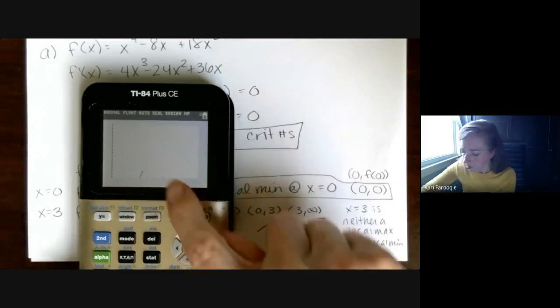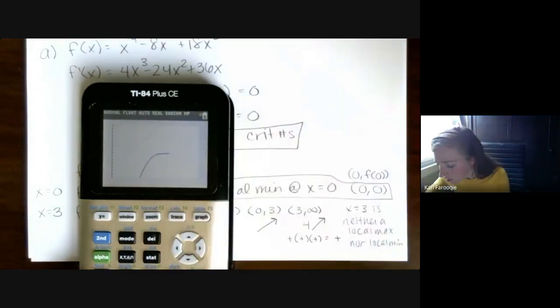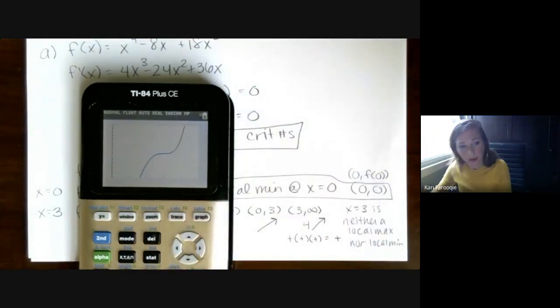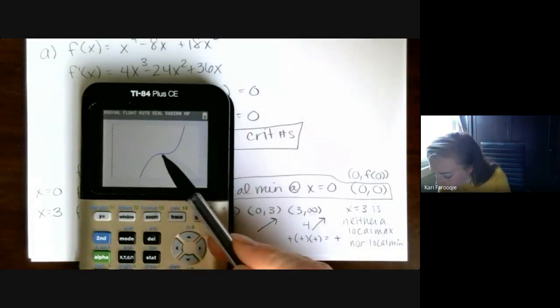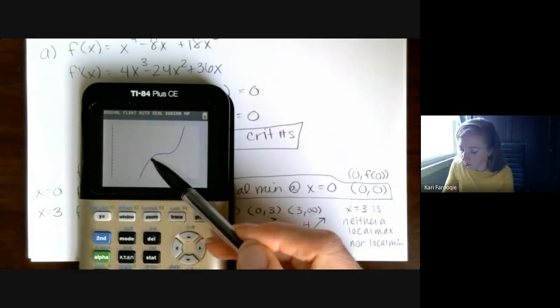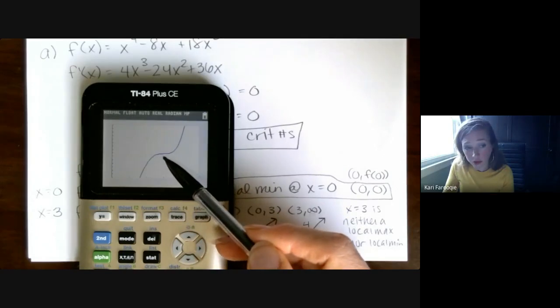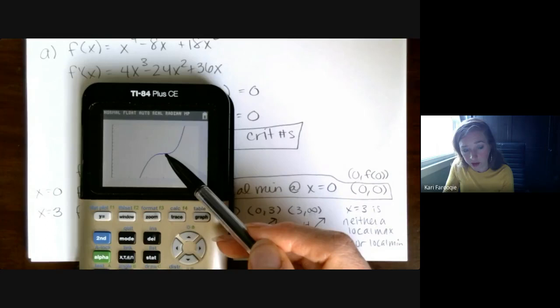So x equals 3 is right here. So there it is. You can see that at this point, 3, 27, your graph starts to level out, and it levels out to the point where you do get this horizontal tangent line occurring when x equals 3.